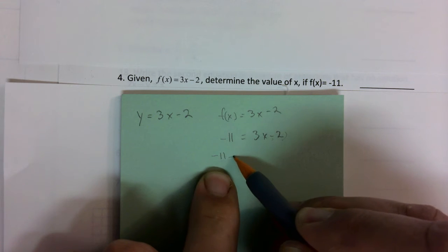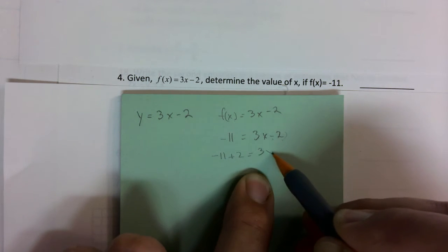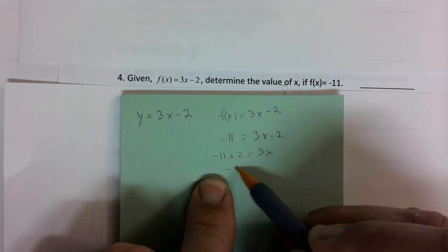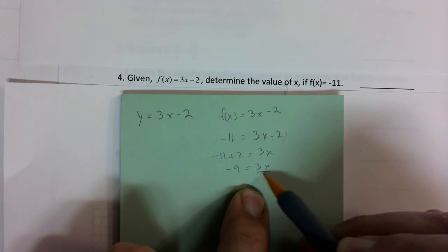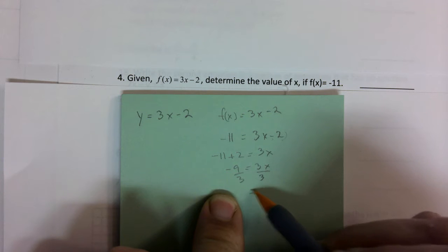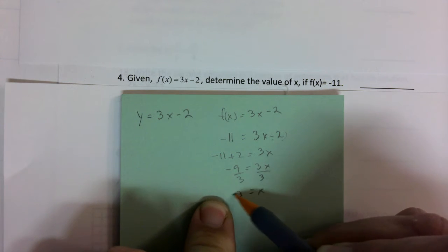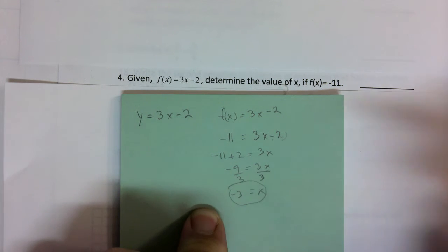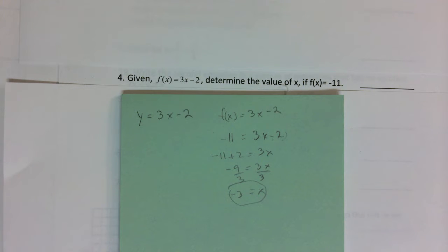So -11 plus 2 is equal to 3x. This adds up to -9. This is equal to 3x. Divide both sides by 3, and x is equal to -3 because of this. Don't forget your negatives, guys. Double negatives turn into a positive, right? And if it's not, then it just comes with you.